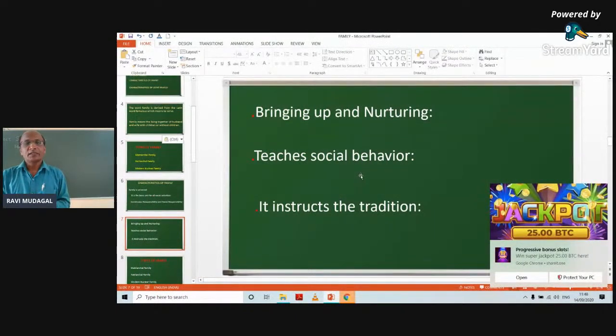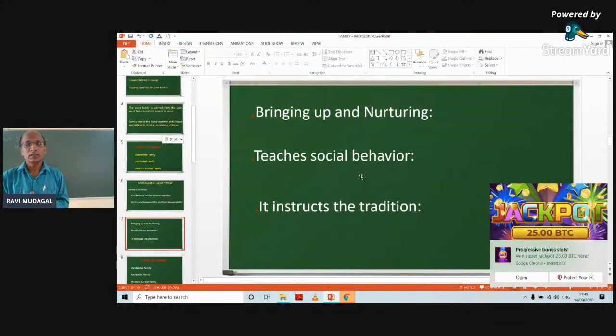And one more characteristic of family is that it instructs the tradition. Every family has its own traditions, customs, and religion. The family teaches its members to follow its tradition, customs, and religion. According to its traditions, customs, and culture, the family teaches its members about its tradition, its religion, its culture, and its functions.